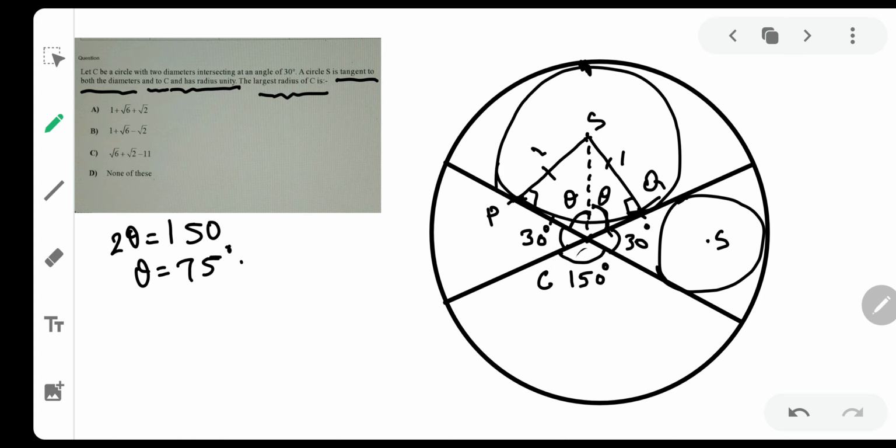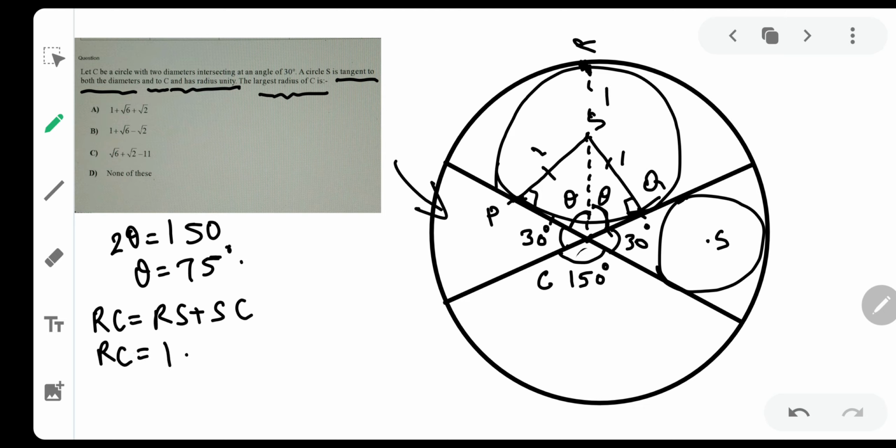Very well. Now let us observe one more thing which we need to understand. The radius of the bigger circle we need to calculate. Bigger circle means this, whose center is C. So let me join this R. So as you can see, this RC is the radius of the bigger circle, which is equal to RS plus SC. But we already know RS, that is equal to 1, the radius of the smaller circle, plus SC. SC we need to calculate.